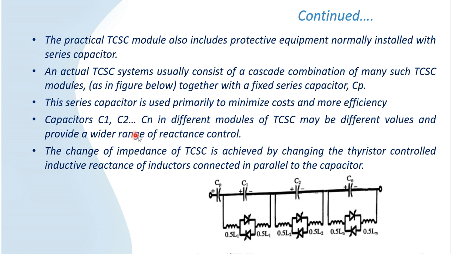So C1, C2, Cn are different modules, which may have different values. So we will get a wide range of reactive power control. The change of impedance of the TCSC is achieved by changing the thyristor controlled inductive reactance of the inductors connected in parallel to the capacitor. So by changing this inductance, we can control the impedance. So this is the main component, the series compensator used in FACTS controllers, that is TCSC.